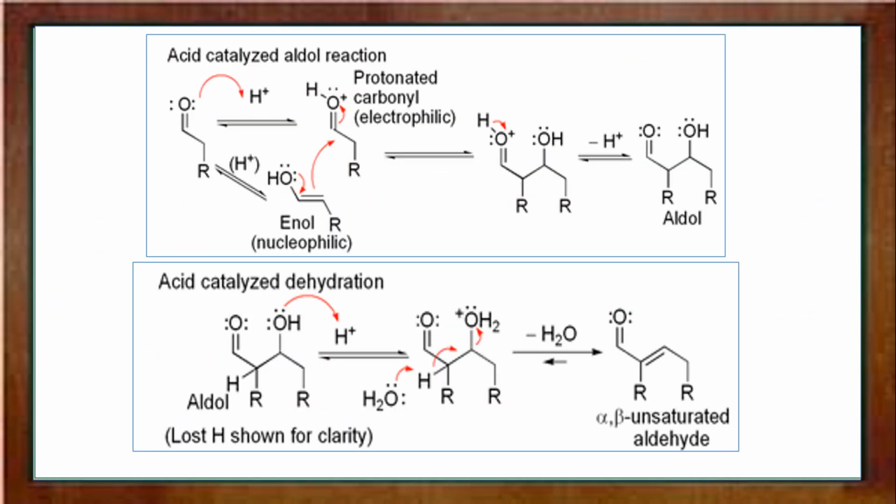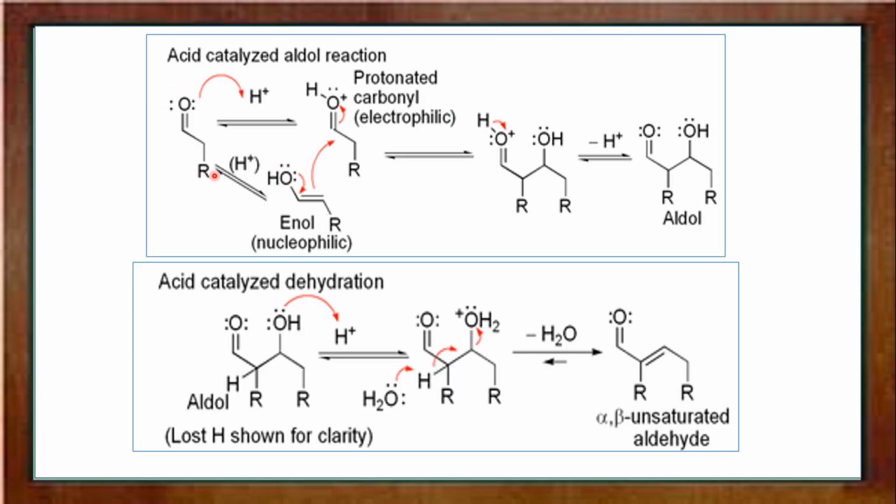In acid catalyzed aldol condensation, the aldehyde or ketone with alpha hydrogen is treated with an acid. So this acid protonates this carbonyl oxygen. Once it is protonated, it undergoes resonance to form an enol.